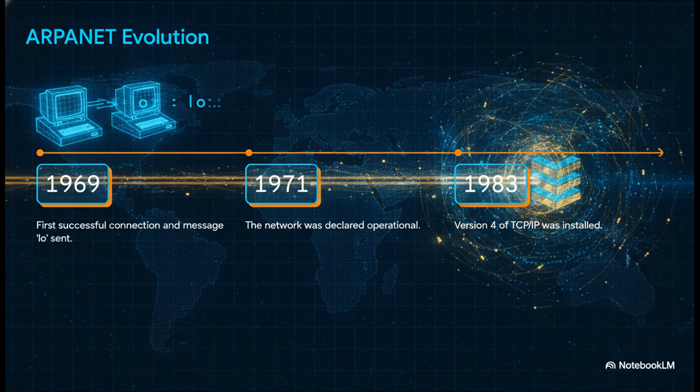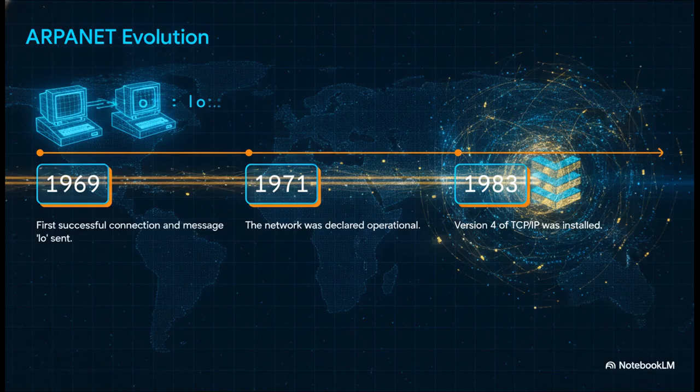To really grasp the sheer scale of this physical infrastructure, we got to trace it back to its roots as a U.S. Department of Defense project. Picture this, it's 1969, and the very first successful connection happens between a computer at UCLA and another one at the Stanford Research Institute. A student programmer tries to type the word login. Well, the system actually crashed after just 2 letters. So the first message ever sent across the web was literally just "lo."